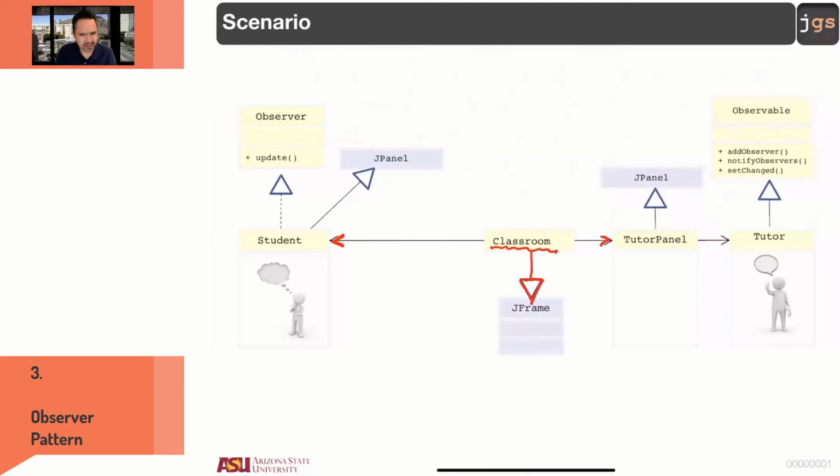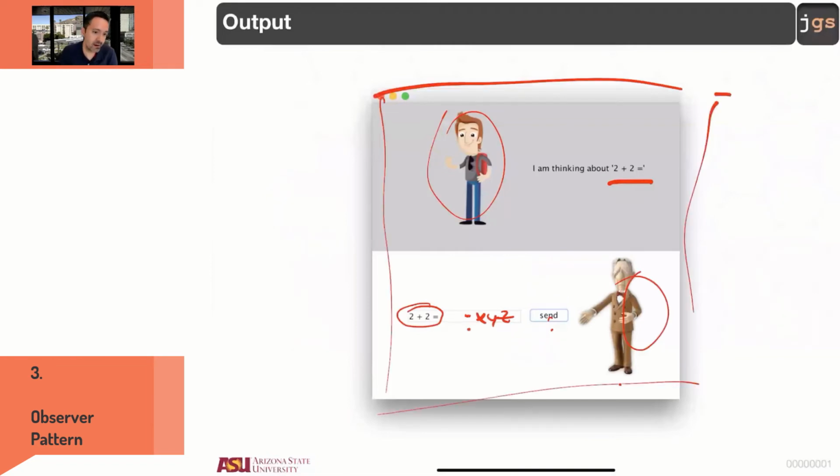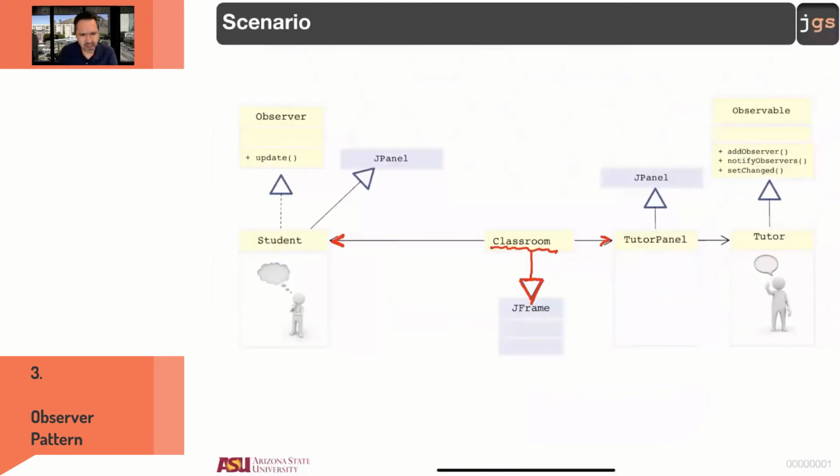I am thinking that classroom could be a child of JFrame, and therefore classroom is going to be this window here. Now classroom is a graphical element, the frame. Good. Classroom is going to be a frame. Therefore, classroom could have panels inside. I am asking for a student. I am asking for tutors.